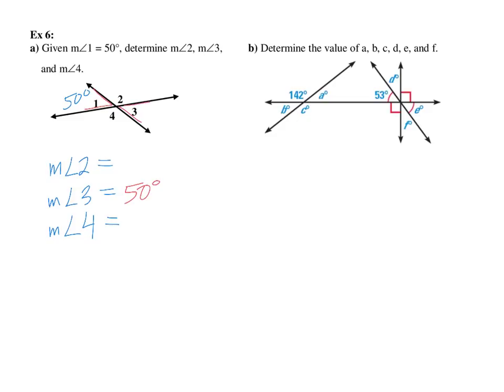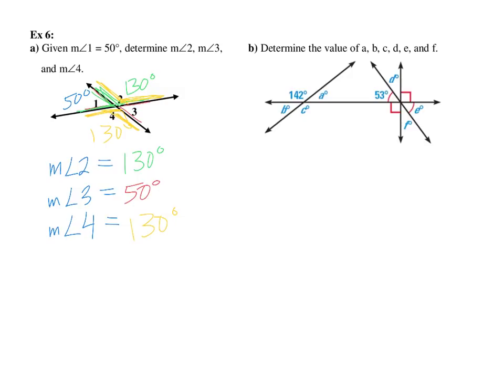Well, what do you know about these two angles combined? They form a linear pair, so they add up to 180 degrees. So 180 minus 50 is 130. That's 130. And then these are vertical angles, so that's 130 degrees. If you're confused with this at all, make sure to ask for help because this is going to come up all over the place.